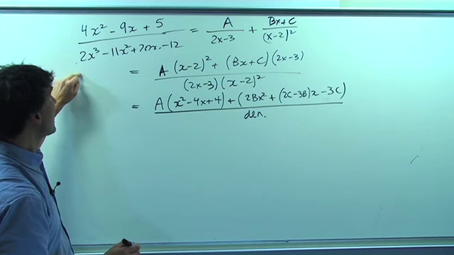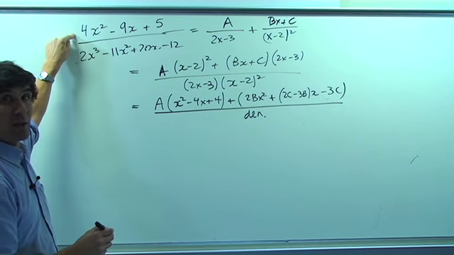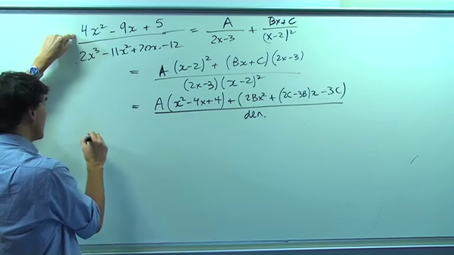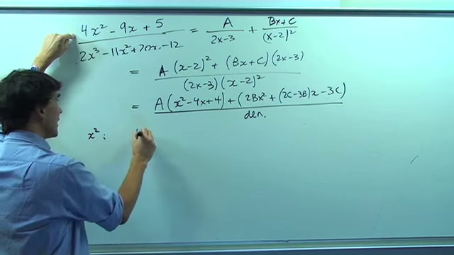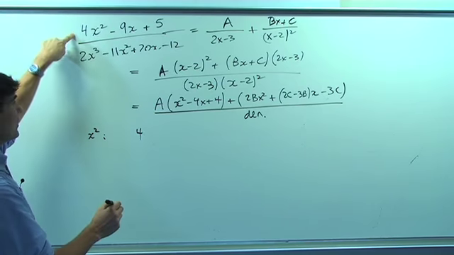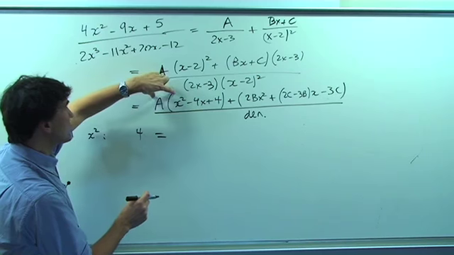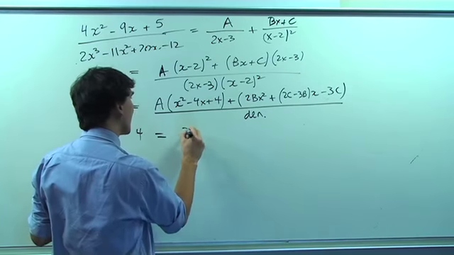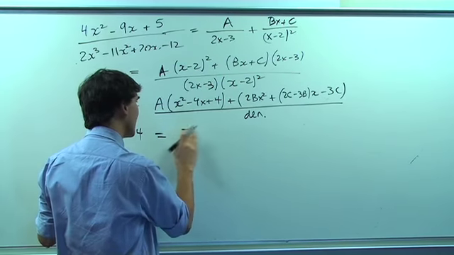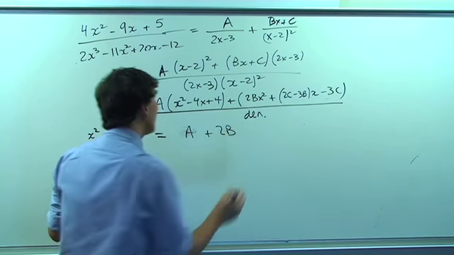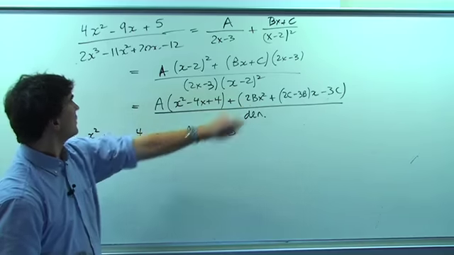So for these to be the same, the coefficients of x squared, x, and the constant have to be the same on the left and the right. The coefficient of x squared on the left is 4. The coefficient over here is, well, there's an a x squared and there's a 2b x squared. So let's write that as a plus 2b. Right, there's the a and there's the 2b.